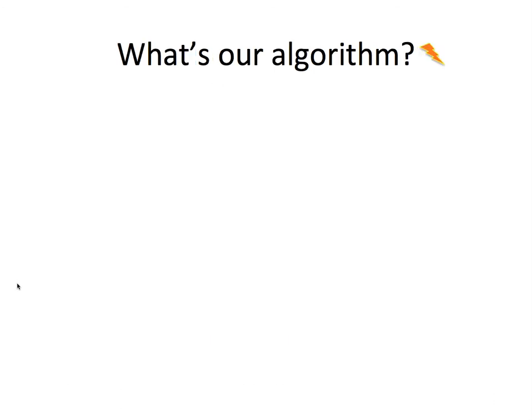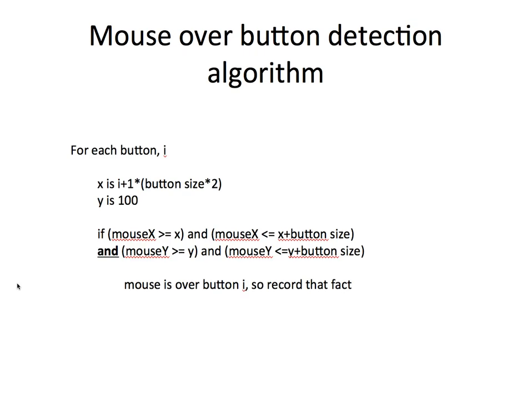So what's our algorithm to detect whether the mouse pointer is over a button or not? If you cast your mind back to the light bulb example, pause the movie and have a think, but bear in mind what we've just said about how we draw each button. Well, here it is. So whenever the mouse is clicked, we do the following.